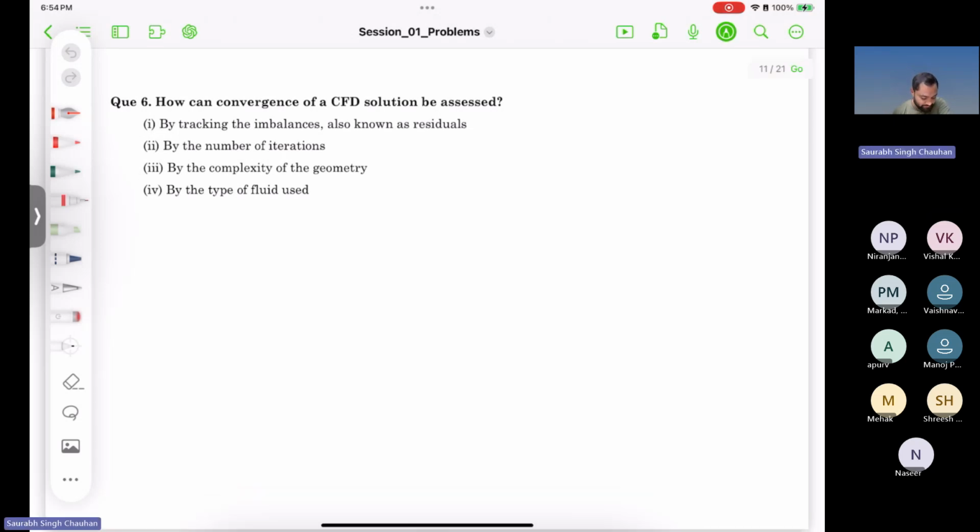So there are 4 options. First option, by tracking the imbalance, also known as residuals. Yes. Option B says the number of iterations.